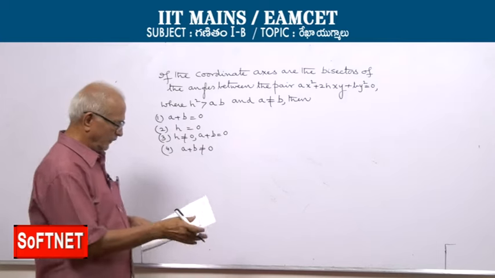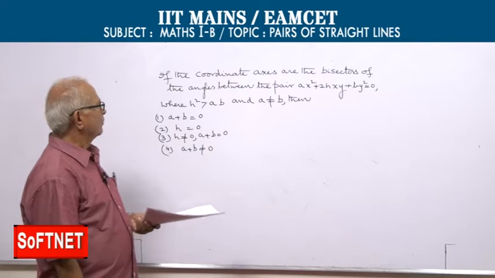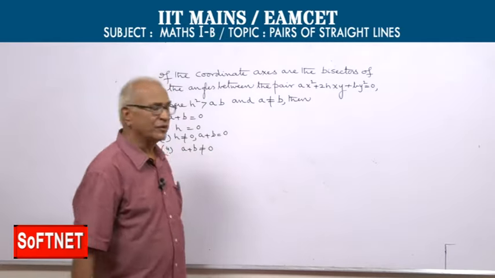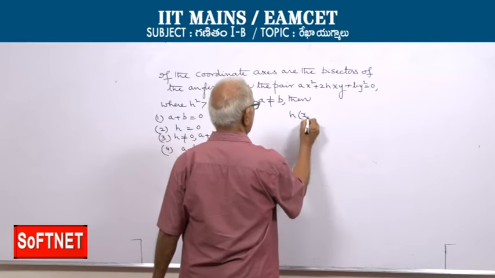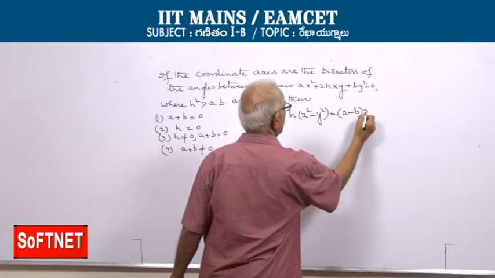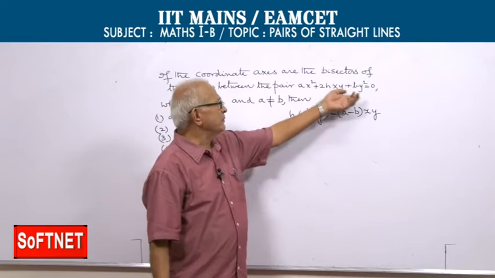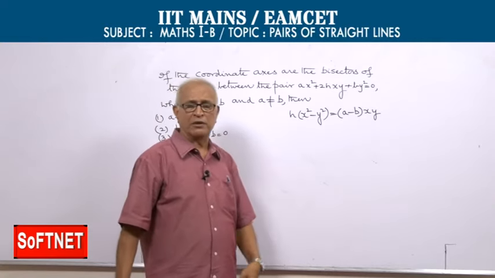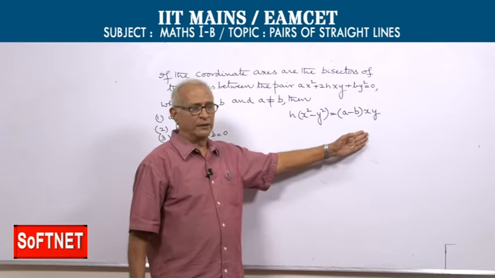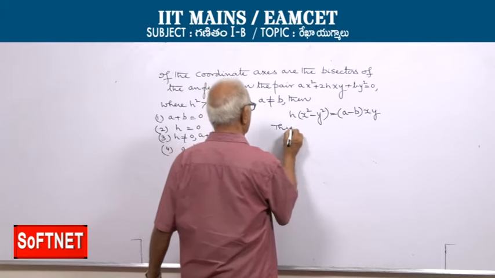What is the conclusion that one can draw from this data? Coordinate axes: what is the equation of the pair of lines bisecting the angles between the given lines? That is h into x square minus y square equal to a minus b into xy. This is the equation giving the pair of lines bisecting the angles between the given pair, the standard formula. But this is given to be the same as the coordinate axes, which is the same as xy equal to 0.